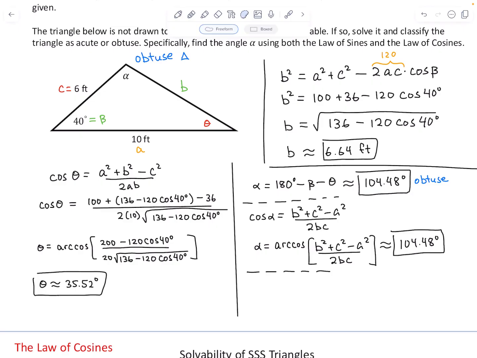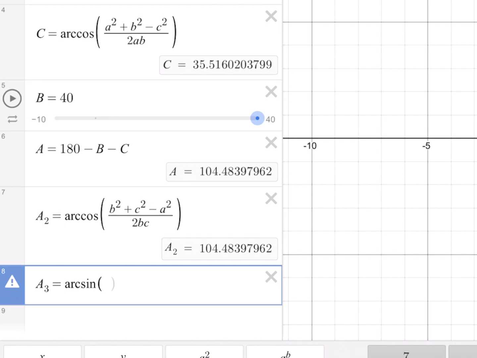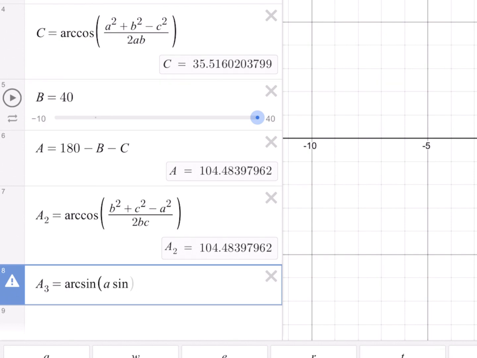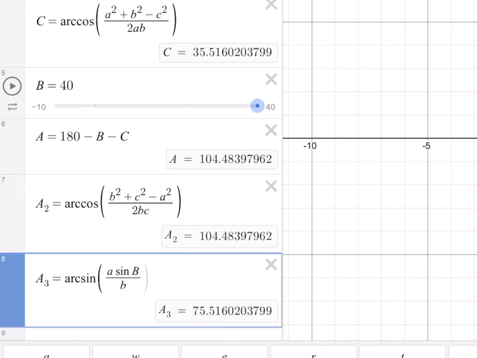And now let's find alpha a third way using the law of sines. We know that sine alpha divided by a will be equal to, and I have some options here. Let's use the beta b ratio. So sine beta divided by b. Going to multiply this a to this side over here, and then do an arc sine. Let's call this capital A sub 3 for our third way of finding alpha. We do the arc sine of a times the sine of beta, and we're using capital B for beta, divided by b itself. Notice what it gives us, 75.52 degrees approximately. This is not the correct answer.